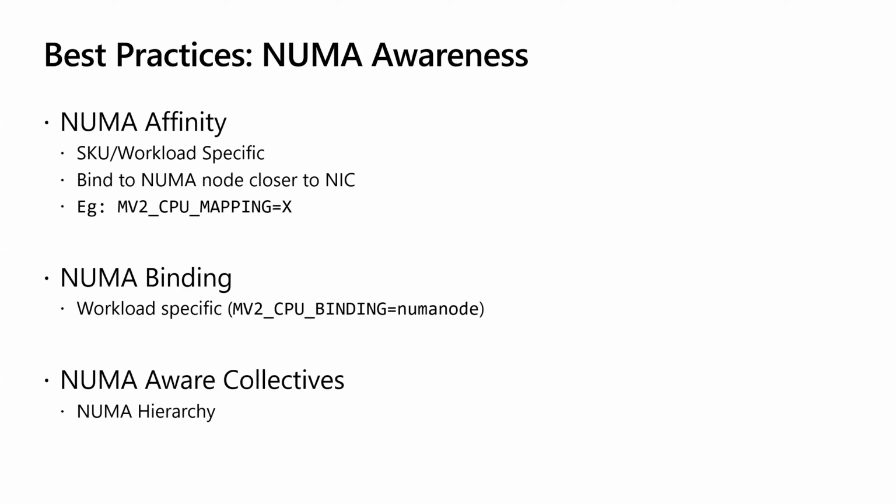Another thing is NUMA-aware collectives. The addition of NUMA brings a new level in the hierarchical collective. First you have the NUMA node, and then you go to the socket level and then the node level, right? NUMA-aware collectives are showing good performance improvements. So that's another thing.